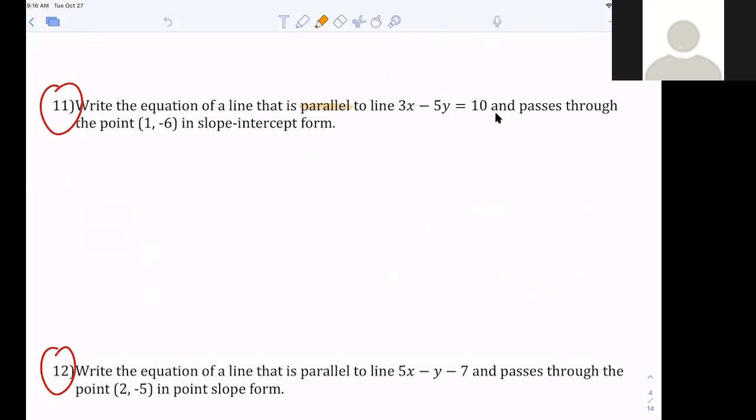I want parallel. Again, I have to find the slope. So here, negative 5y equals negative 3x plus 10. Dividing by negative 5, y equals 3/5 x minus 2. Even if it starts as 3x minus 5y in the equation, when you move the 5y, it would be positive. If you wanted to move the 5y, the 5y would be positive.